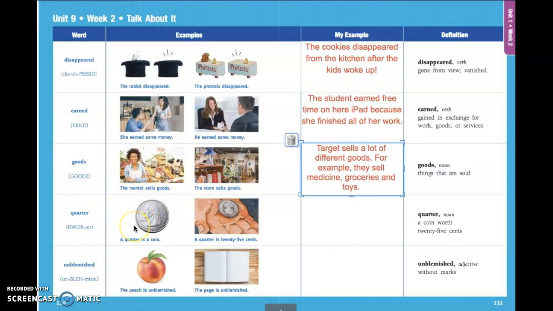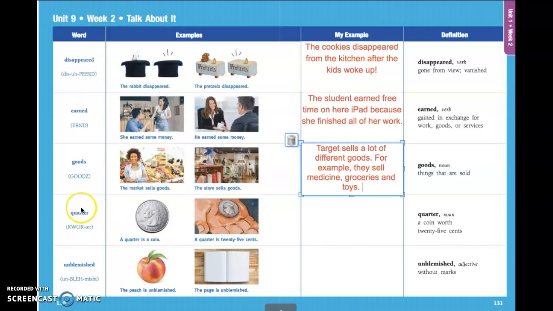This is the quarter, and a quarter is worth 25 cents. So we use money such as quarters in order to pay for our goods when we go to the grocery store. Of course, nowadays, usually parents pay with a type of credit card or debit card, so we don't see a lot of cash and coins as much as we used to. However, you can still use coins and cash to pay for your goods.